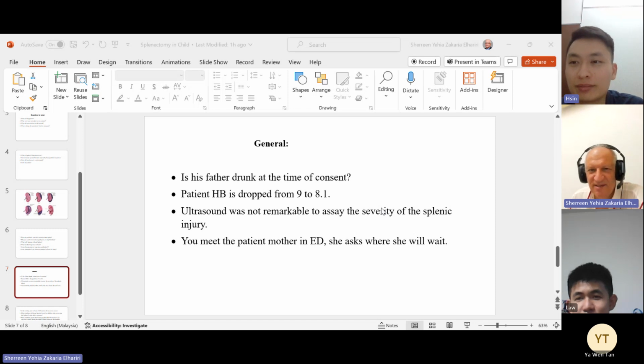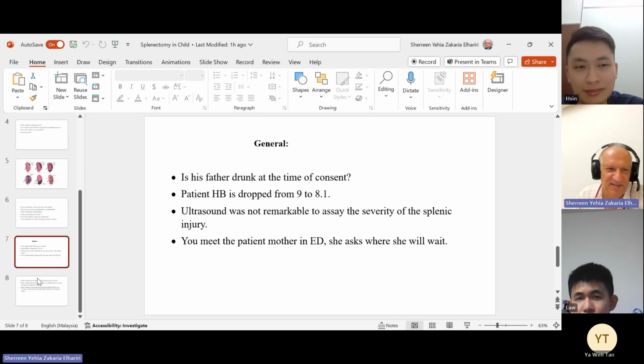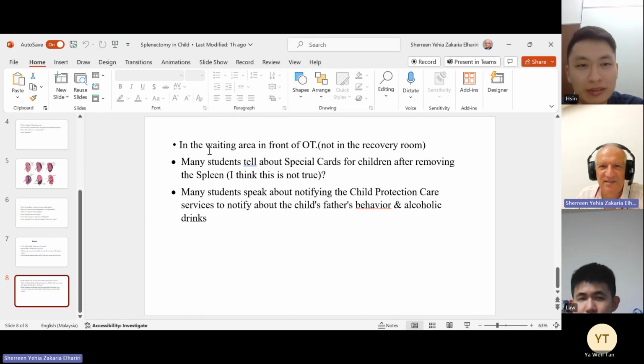So she will be in the waiting area in front of the operative theater. You will stay in the operative theater waiting area. Of course, you're not allowed to enter the operative theater. So we have a waiting area in the operative theater. It is again not a recovery room. So don't say you stay in the recovery room.